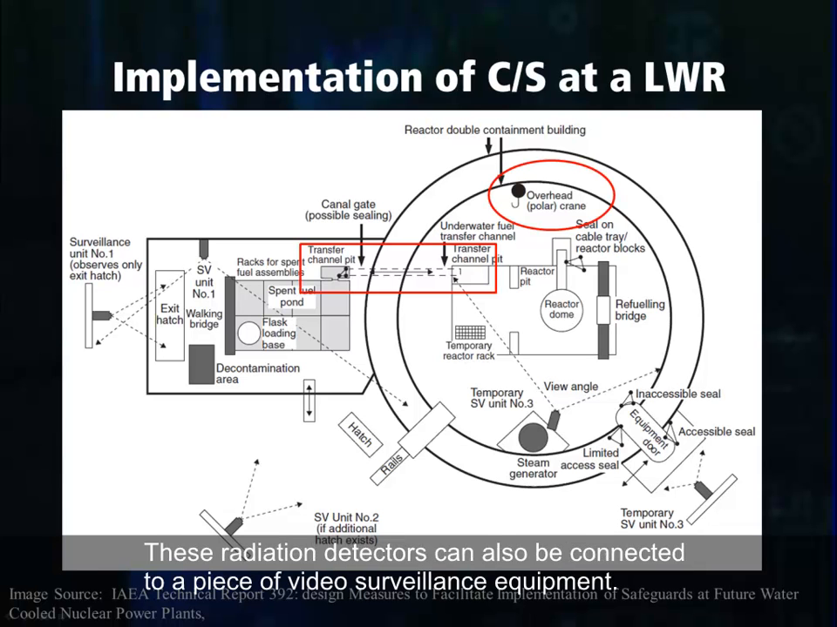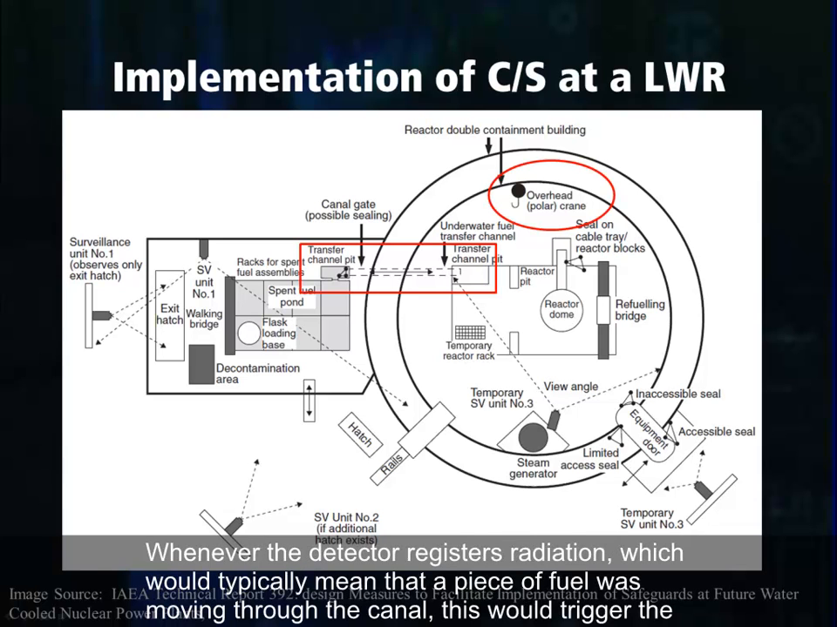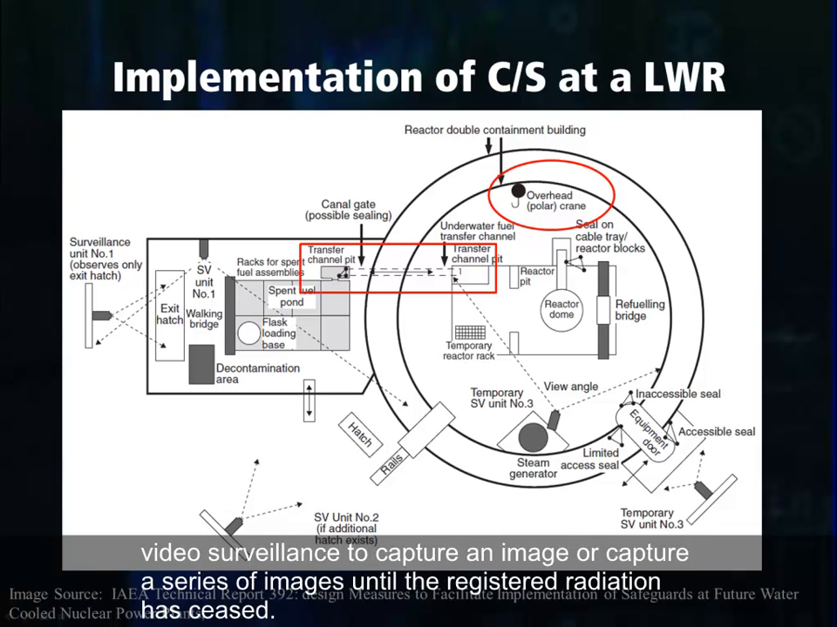These radiation detectors could also be connected to a piece of video surveillance equipment. Whenever the detector registers radiation, which would typically mean that a piece of fuel is moving through the canal, this would trigger the video surveillance to capture an image or capture a series of images until the registered radiation has ceased.